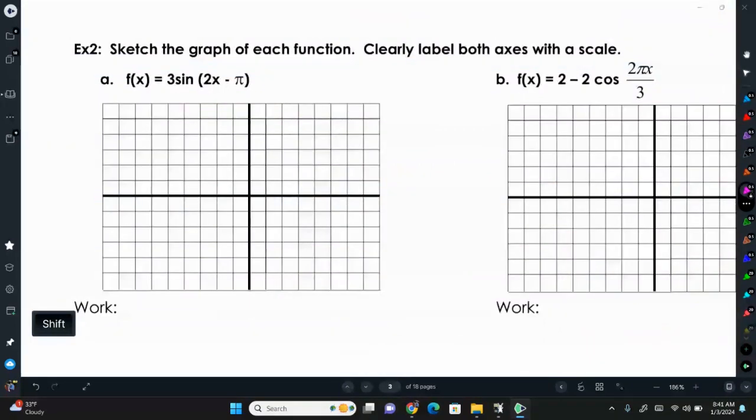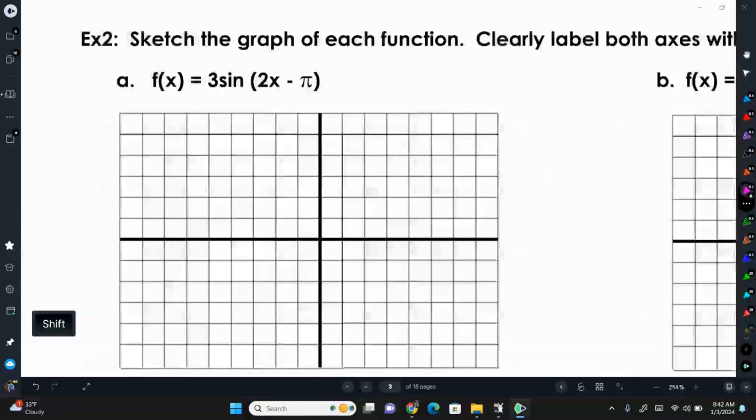If we look at example 2, we have 2x minus pi in parentheses, but we have to factor out that 2 in order to get our shift. So that's going to be the first thing I do, 3 sine, and I'm going to factor out a 2, which is going to give us x minus pi over 2 in parentheses like that. So our b value is 2, but our horizontal shift is going to be pi over 2 in the right direction. We're going to shift right pi over 2 units.